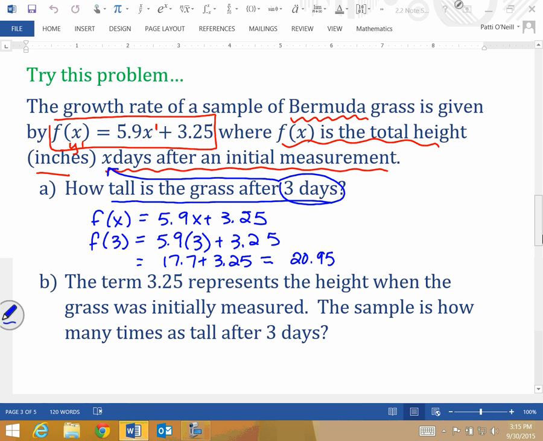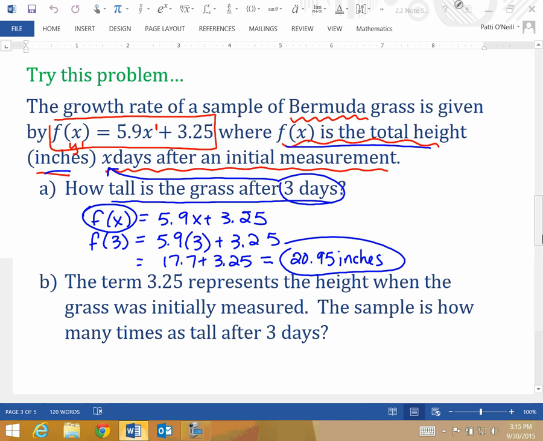Now, in an application problem, I'm expecting some type of label. F of x, which is our range value, that's our y value, deals with the total height, and we're told in inches. So we've got to put an inch label on this. So after 3 days, that grass is 20.95 inches. That's pretty high, I would say. Pretty fast growth rate.